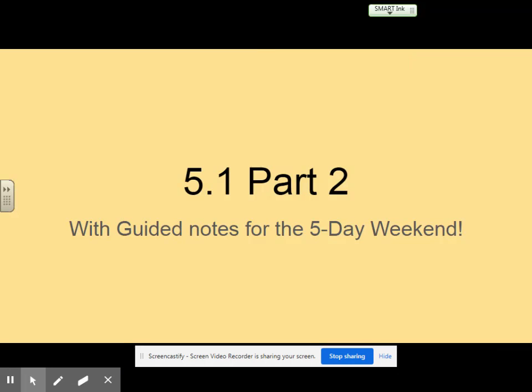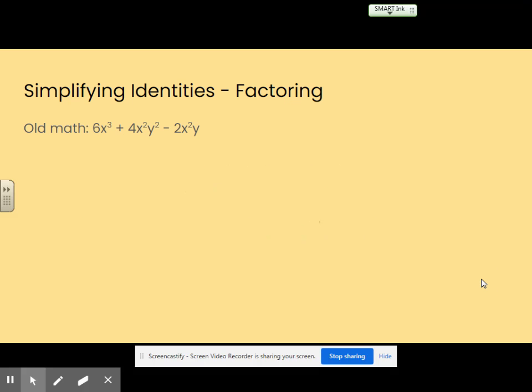We're going to finish up 5.1, and I hope that you are following along with your guided notes. All right. So I said that factoring never ever goes away, and that's true. So let's look at how we would have factored this before.